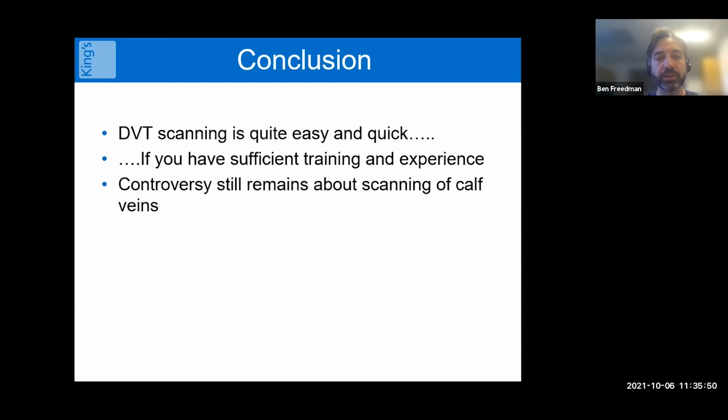So in conclusion, DVT scanning is quite quick, and it is quite easy to do if you have the right training and expertise. There's still some controversy, I think, about scanning the below knee veins, and my personal view is that a DVT scan for a patient with pain in the calf really should include imaging of the calf.